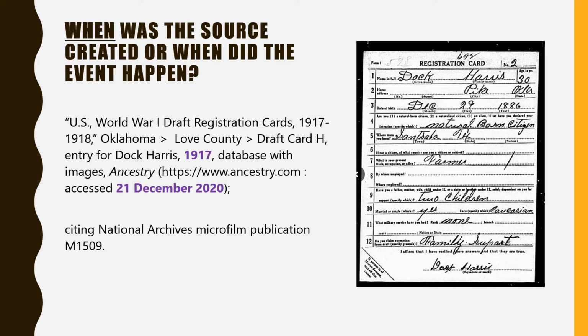When we want to answer when the source was created or when did the event happen, with our example, we have 2 dates that we can put into our citation. First, we can put the date for the actual record. And this draft registration card was dated 1917. And then the date that I looked at it on Ancestry was December 21st, 2020. And so both of those dates give me information. I get information about when this card, the source, was recorded and when I actually accessed it.